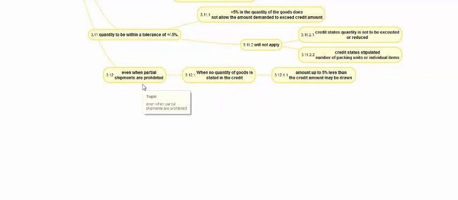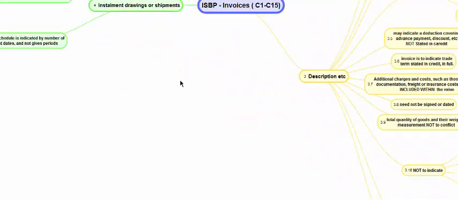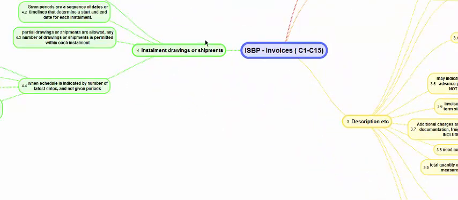So, if the LC is for $100, the invoice can be drawn for $95. It will not be considered as partial shipment, and it will be permitted even if partial shipment is prohibited, provided the quantity is as stated in the credit and quantity is not stated in number of pieces or number of items.